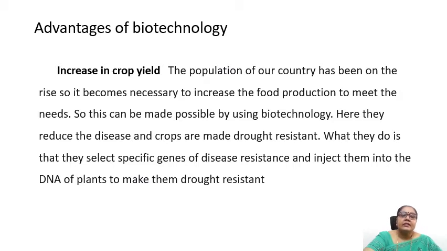So we see that there are certain advantages of using these methods of biotechnology in agriculture. Let's discuss the advantages. Firstly, we see that there can be an increase in the crop yield.